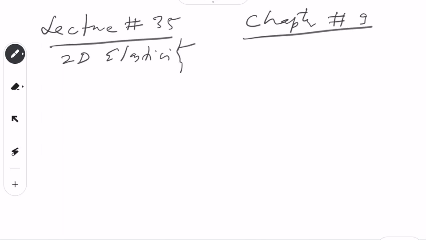This chapter is not only about 2D elasticity, you can actually extend it to 3D as well. Whatever you learned, you can extend to 3D elasticity, but our syllabus has only 2D.